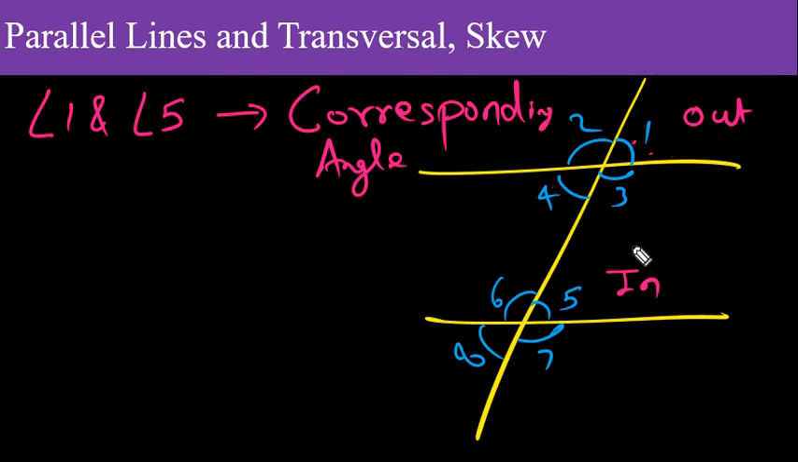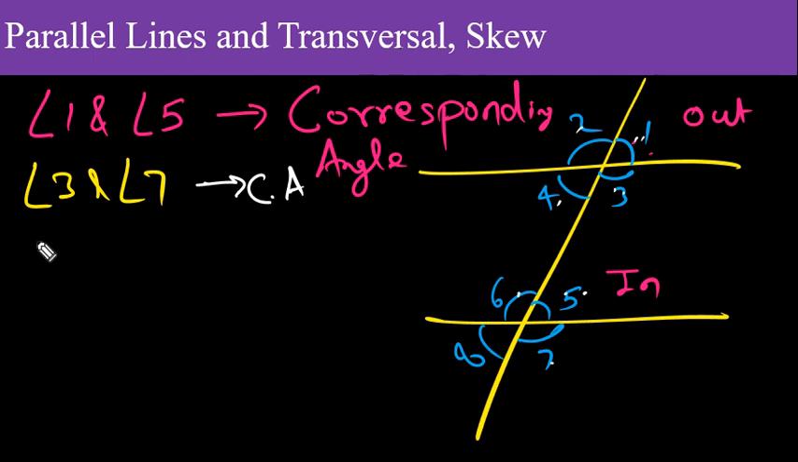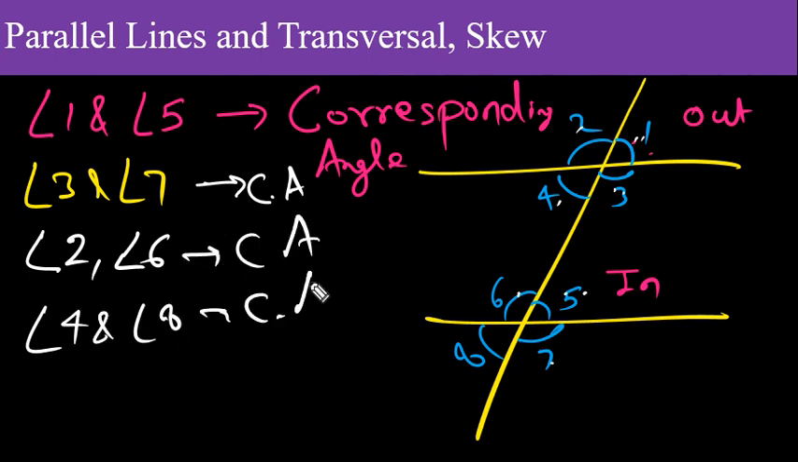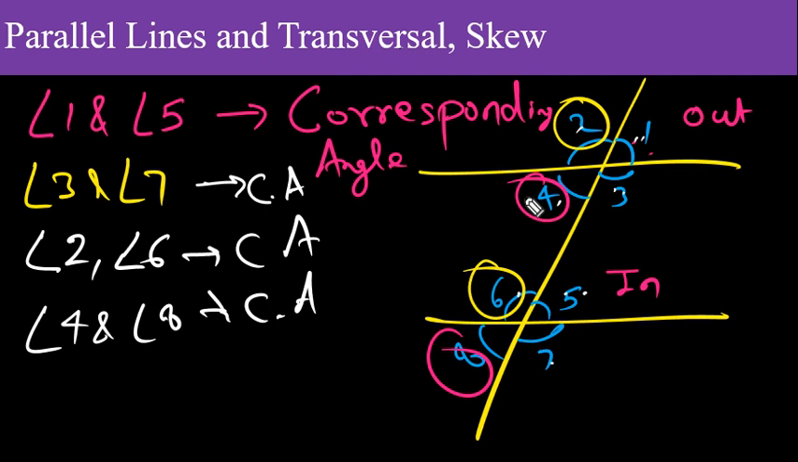Okay. Let's talk about angle 3 and angle 7. What is the relation here? Angle 3 and 7? This is also corresponding angle. So 1, 5, 3, 7. 1 in, 1 out. 1 in, 1 out. 1, 5, corresponding angle. 3, 7, 2, 6, 4, 8. Good. So 1, 5, 3, 7, 2, 6, and 4 and 8. These all are corresponding angles. Good. Now what about this one? 2 and 8. Is this corresponding? No. 1 out, 1 in. Okay? 1 in, 1 out. These are the corresponding. Got it?